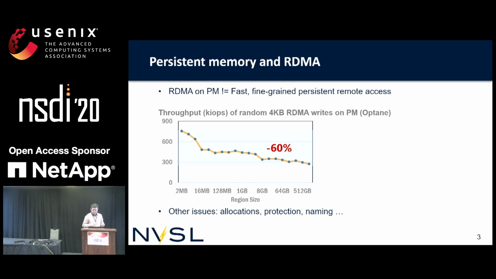However, we are observing that when running RDMA over persistent memory, we see several significant issues. The most important one is performance degradation. If we run 4 kilobyte random writes over an RDMA region, we notice that the performance quickly drops as you increase the size of the access region. At 512 gigabytes, we are losing about 60% of the throughput. There are also other issues such as allocation, protection, and naming.